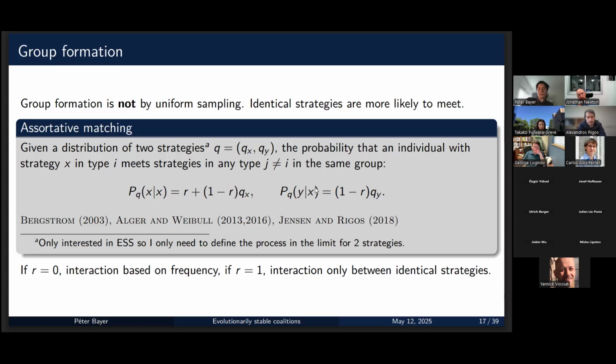Okay, the probability that I meet a different strategy than me, so Y, assuming that I am X, is (1 minus R) times Qy. With this probability R, I definitely encounter genetic copies of myself in this group at any type.